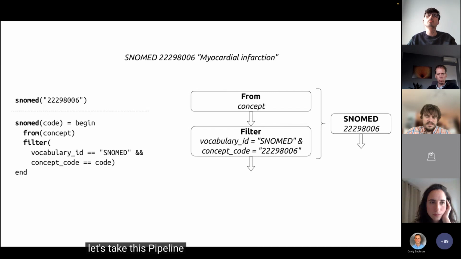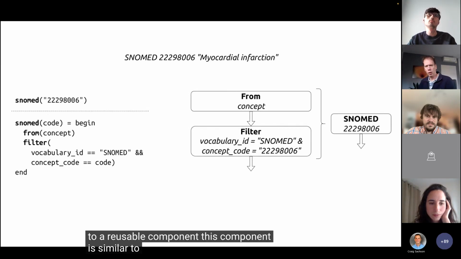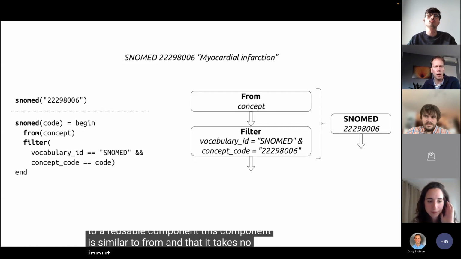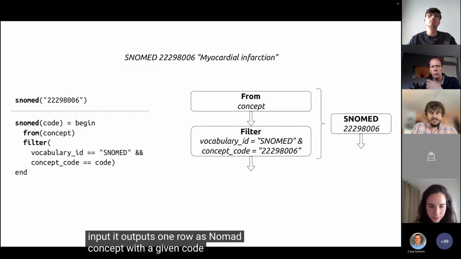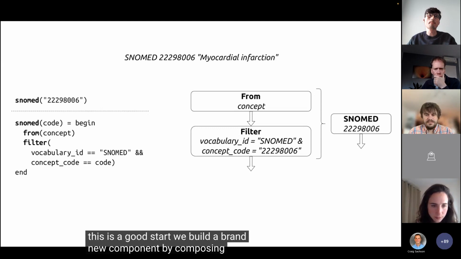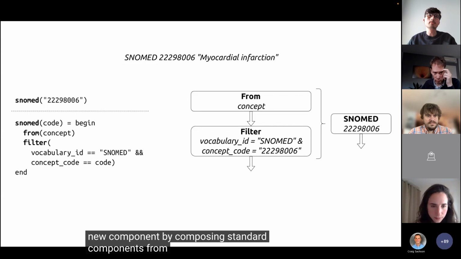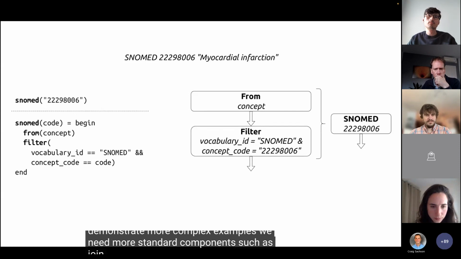Let's take this pipeline and convert it to a reusable component. This component is similar to from in that it takes no input. It outputs one row, a SNOMED concept with the given code. This is a good start. We build a brand new component by composing standard components, from and filter. To demonstrate more complex examples, we need more standard components, such as join.